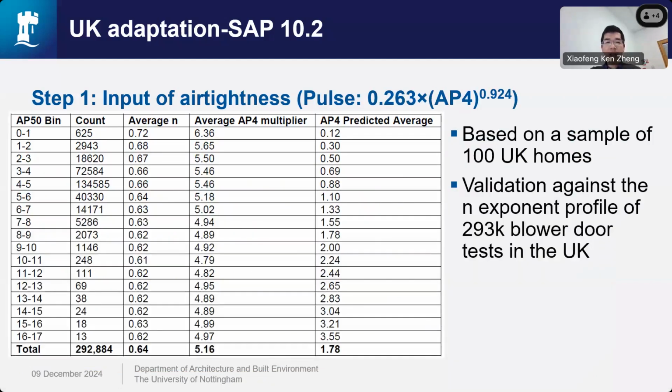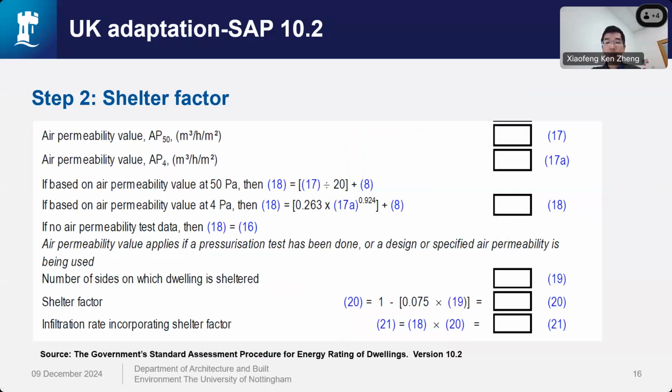More details on that. BRE stands for Building Research Establishment in the UK. It worked with a sample of 100 UK homes, running both blower test pressurization and depressurization tests alongside Pulse tests. They then validated this data using the n-exponent profile from nearly 293,000 blower tests in the UK. So this formula adjusts for the fact that the n-value changes depending on the leakage level. For example, the n-value tends to be higher when a house is particularly airtight.